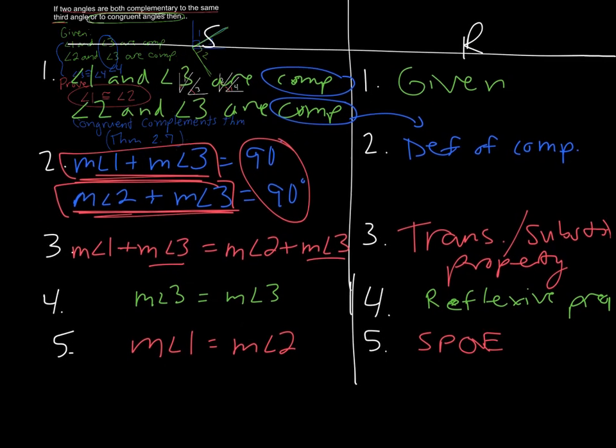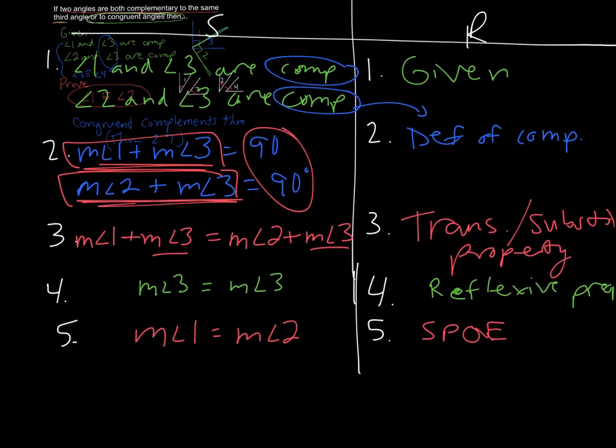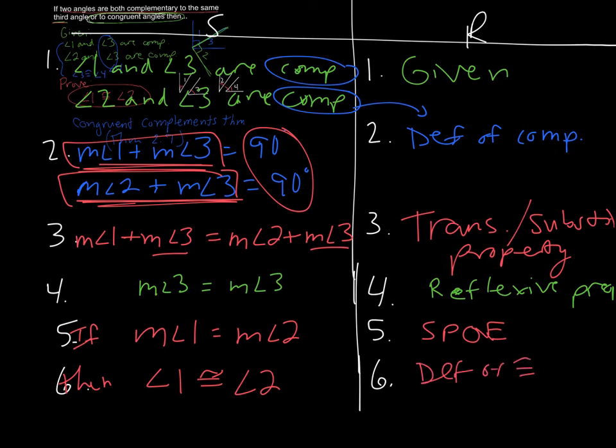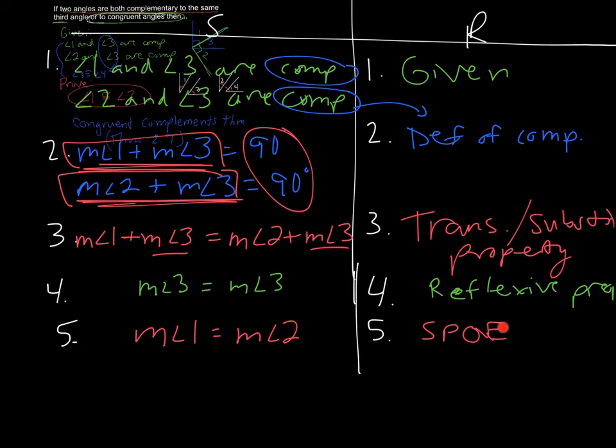Really close. We wanted to prove angle 1 is congruent to angle 2, and I'm almost there. I haven't done it yet, though. Don't get tripped up and forget this last one. I said the measures are equal. I want to say they're congruent. So angle 1 is congruent to angle 2, and I just went from saying that if their measures are equal, then I know the angles are congruent because of the definition of congruent angles.